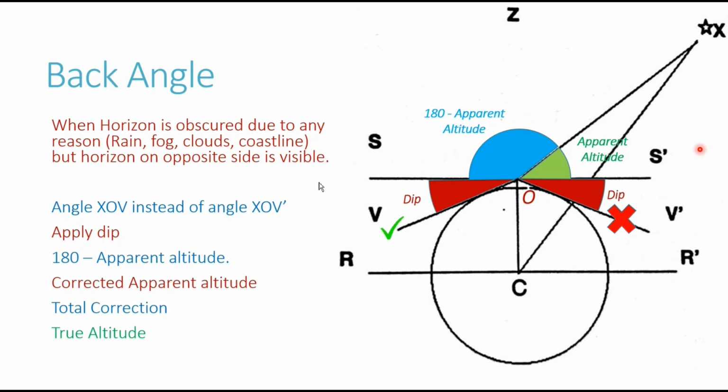Beta, if we talk about true altitude, I'll tell you. X, C, R dash. X is the body, C is the center of the earth, and R dash represents the rational horizon. X, C, R dash is the true altitude. The definition of true altitude is the angle at the center of the earth contained between the center of the celestial body and the rational horizon of the observer. So XCR dash is that angle.